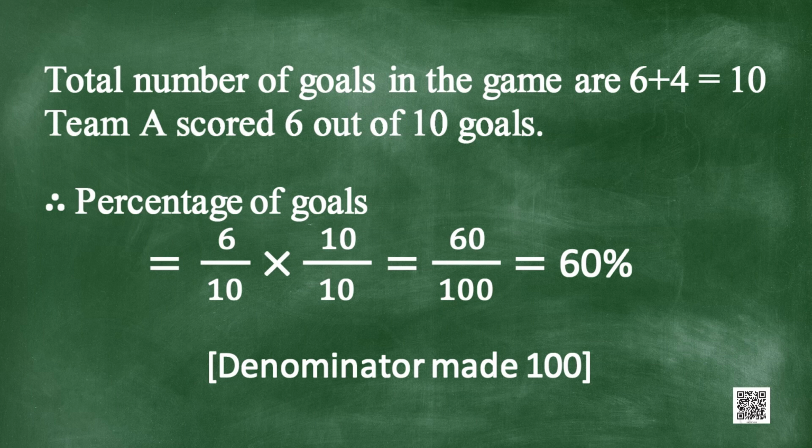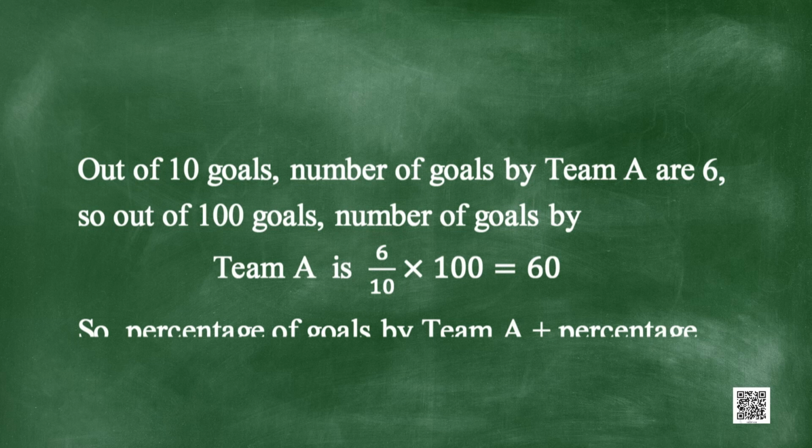So make a note that here we made the denominator 100 by multiplying with 10 in both numerator and denominator. Students, we can make the denominator 100 by multiplying numerator and denominator by a relevant number. And in fact, we can also find the percentage by using another method called the unitary method. So let's try to find the same percentage using the unitary method. Out of 10 goals, the number of goals by team A is 6. So out of 100 goals, the number of goals by team A is equal to 6 by 10 multiplied with 100, which is equal to 60.